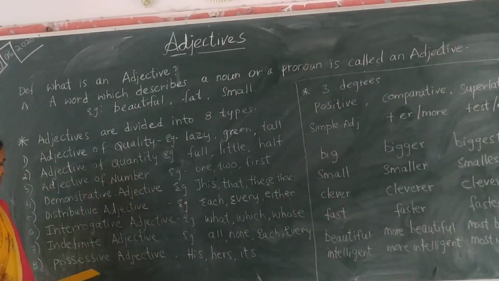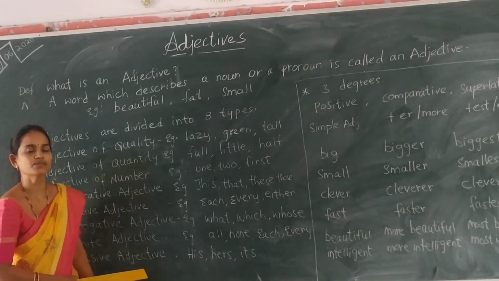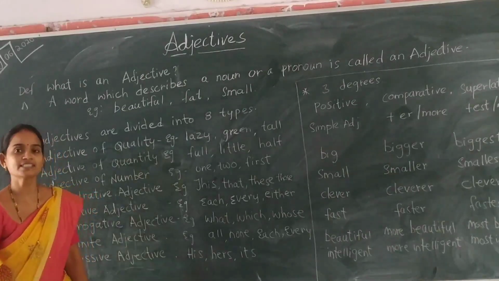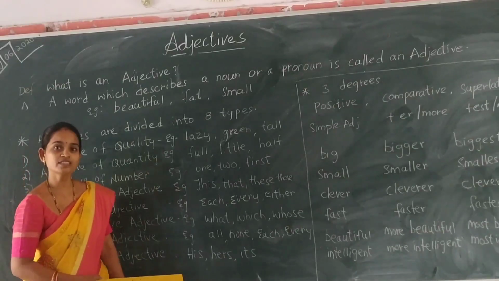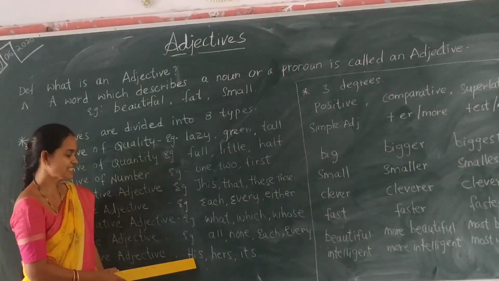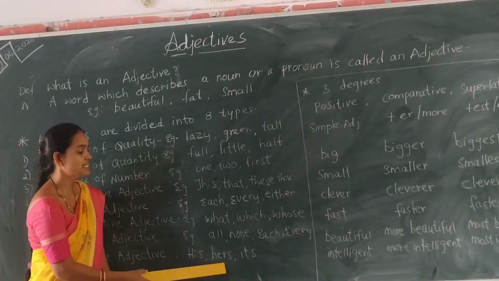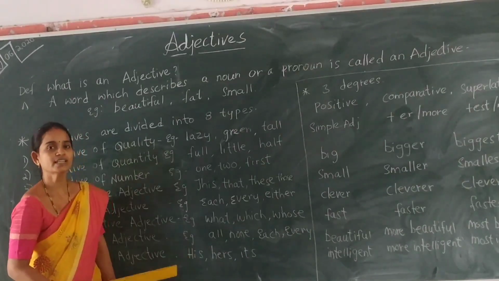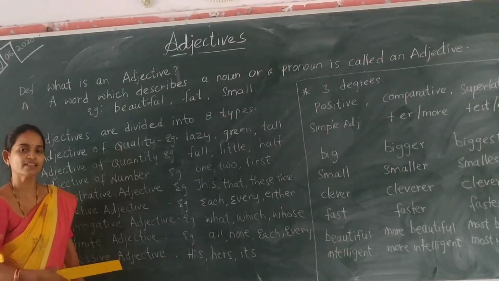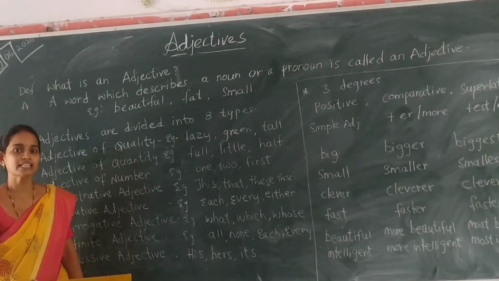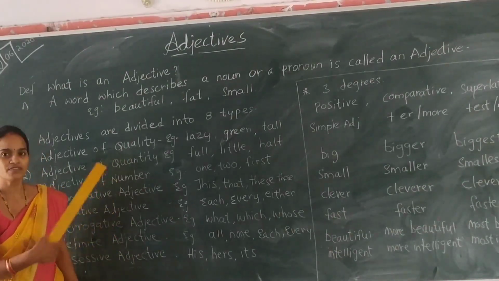And the last adjective is possessive adjective. It shows the possessiveness, means ownership. These are the examples: his, hers, its. Okay, children. I hope you understood how many types of adjectives there are. In the later class, we can explain briefly about the types of adjectives.